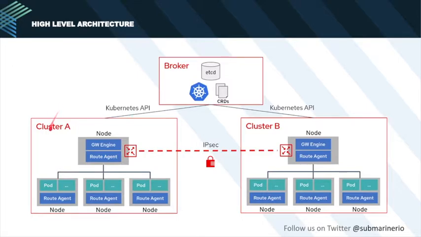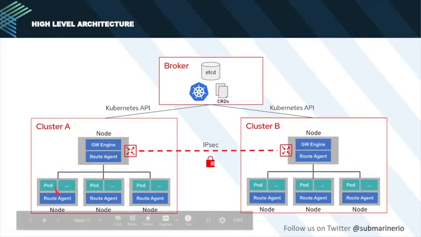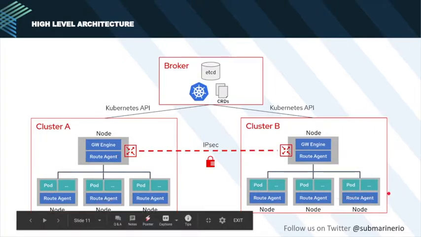In this drawing, you can also see a few of the components deployed by Submariner. You will see that we have the gateway engine, which lives on the border of your clusters, and it will create connectivity to the other clusters, in this case in the form of IPsec. Then we have the route agent that runs as a daemon set on every node of your clusters, and it will be handling the routes to the remote clusters.